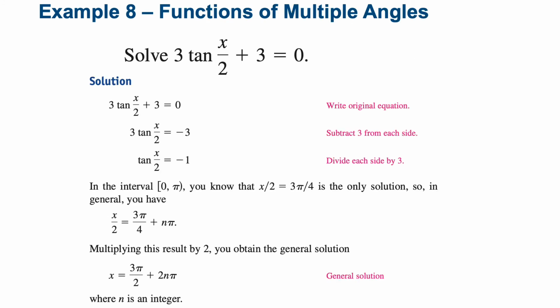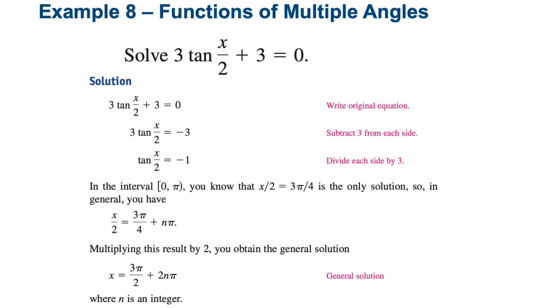Okay, one more. How about this one? 3 tangent x over 2 plus 3 is equal to 0. So what we would do, we would isolate the trig function, yeah? So subtract 3, divide by 3, we get tangent of something, x over 2. If it helps, just think of it like tangent of theta. Tangent of x over 2 is equal to -1.